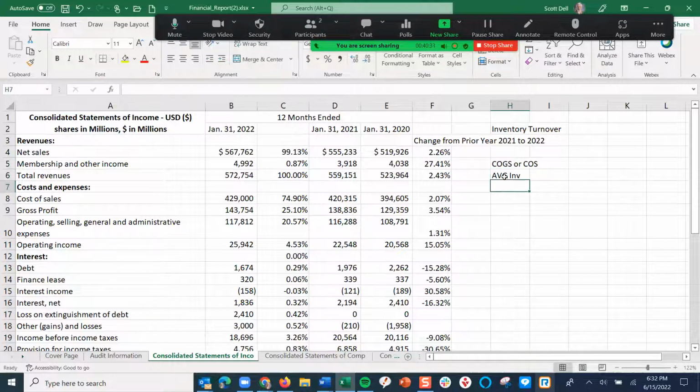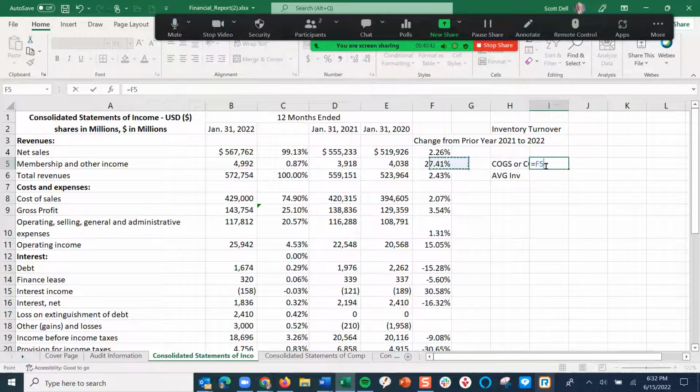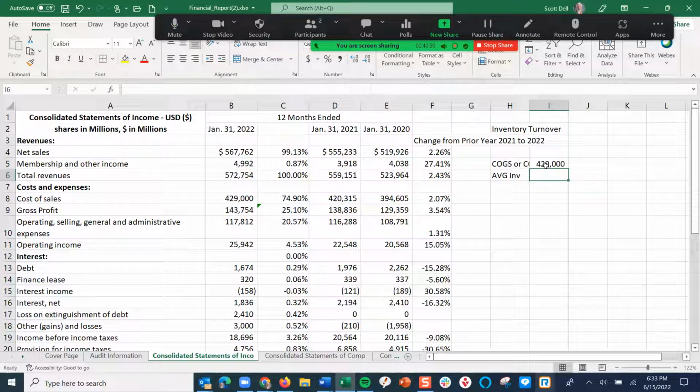Now I could do this in one formula, but I'm actually going to do it here just so you can see how we calculate it. So what's my cost of goods sold? My cost of goods sold, I'm going to do an equal sign. I'm going to go over to my number of 499, where's my cost of sales? 429,000 billion. So there's my cost of goods sold.